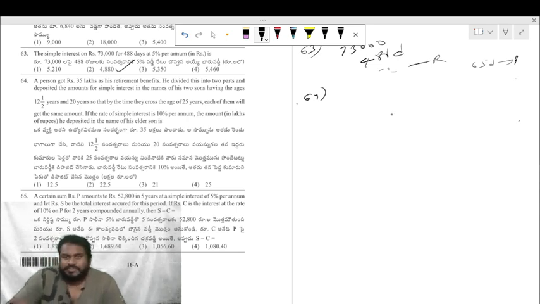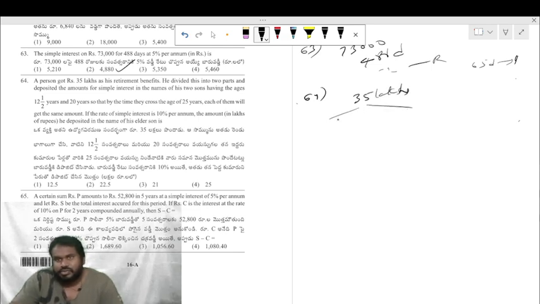Okay, one person retired and got 35 lakhs. He divided it into two parts, though the ratio is not mentioned, and deposited this amount for simple interest in the names of his two sons, an elder son and a younger son.